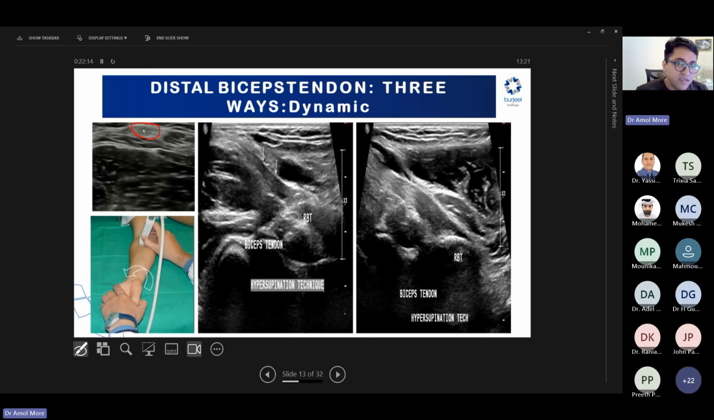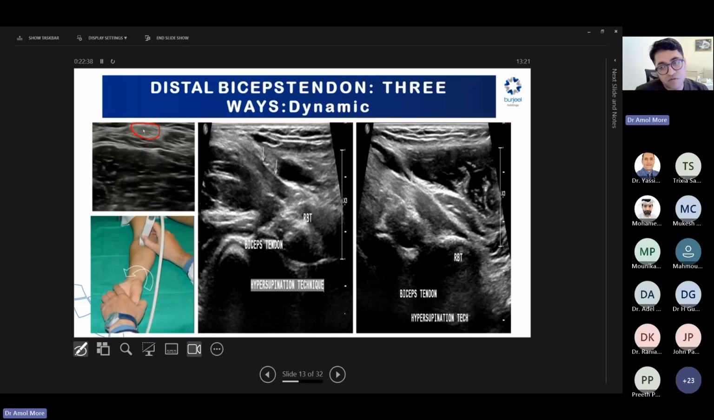You can see with your other hand, you can just hypersupinate the forearm of the patient, keep your probe in longitudinal plane, and you can see a nicely looking fibrillary pattern of the distal biceps tendon. And this is the insertion on the radial tubercle. Distal biceps tendon insertion on radial tubercle, it's a wide insertion.